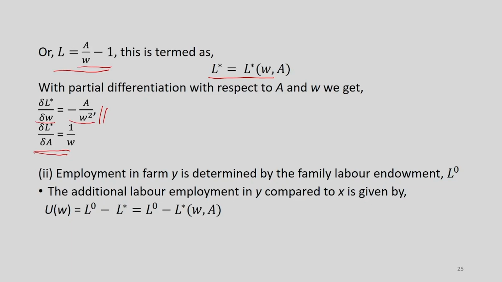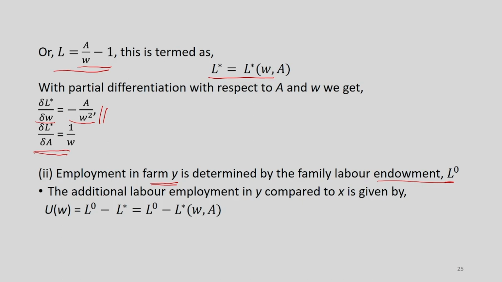The second part, we are talking now about the other firm, which is Y. Firm Y employment is determined by the family labor endowment. So, again to recall, Y is not owned by a profit maximizing farmer. It is owned by someone who has a family to look after, and that family has L0 amount of labor endowment, right? So, that L0 is employed on that firm, as we are told in the question.